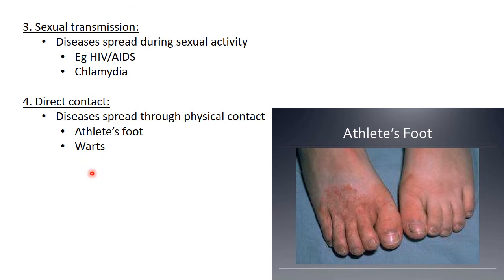The third way that infectious diseases can be spread is sexually, through sexual transmission, and examples include HIV or AIDS and chlamydia. And the fourth way that infectious diseases can be spread is through direct contact. So the diseases are spread from one person touching another. And examples are athlete's foot, which we have a lovely picture over here of a fungus infecting the skin of this person's foot. And then another example is warts.